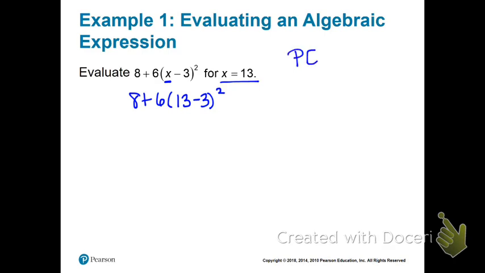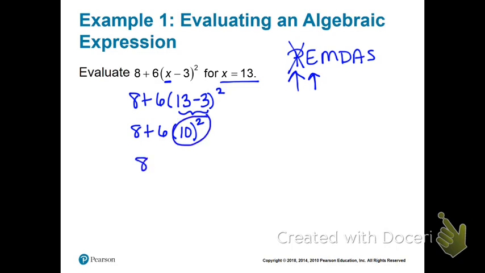Well, to simplify it, remember we're going to use PEMDAS. Okay, so the first thing we look for is, does it have any parentheses that we can work inside of? And yes, this one does. It has 13 minus 3. So we got 8 plus 6 times 13 minus 3 is 10 squared. So we did the P. Then we look for E. E is for exponents. Do we have any exponents? Yes, we have a square. So let's bring down our 8 plus 6 times 10 squared is 100. So we're done with the exponent.